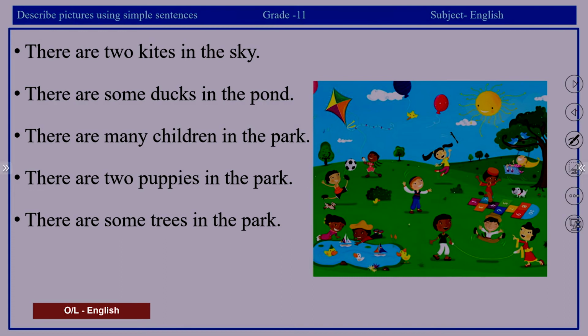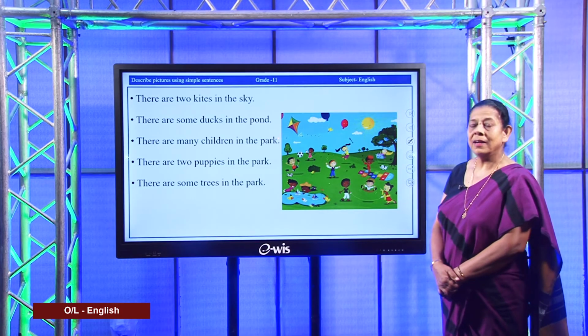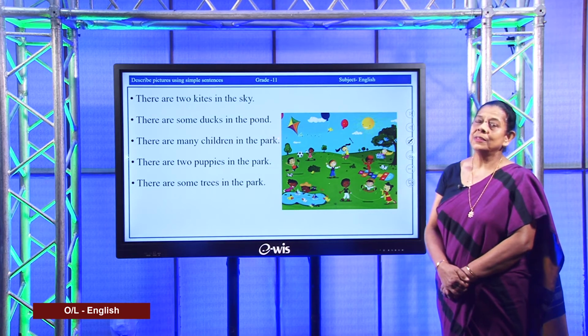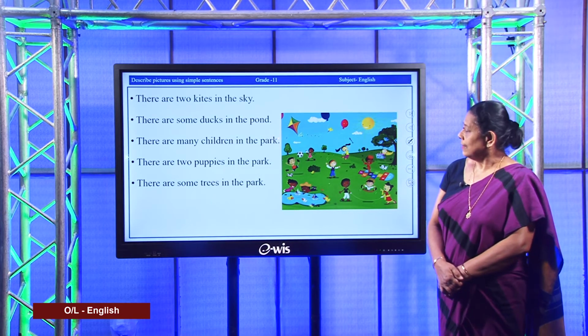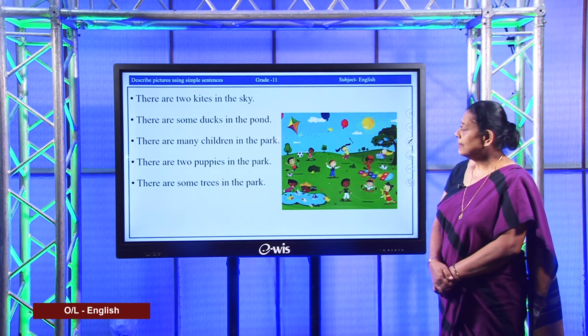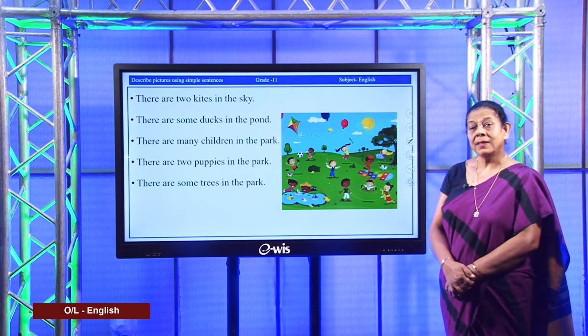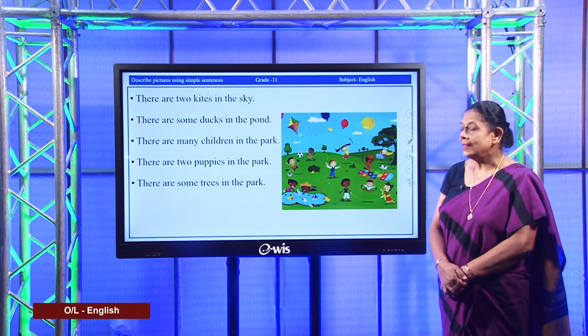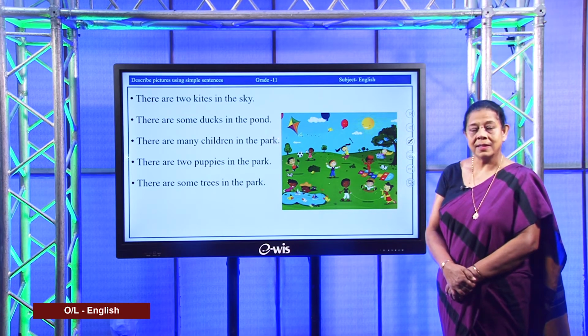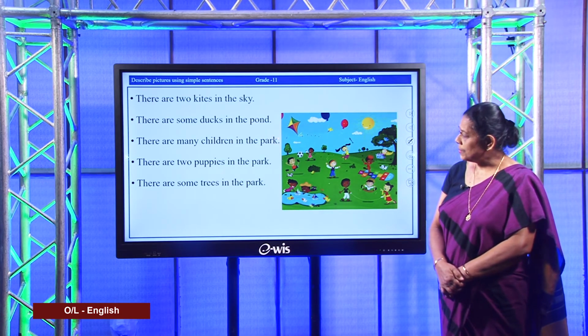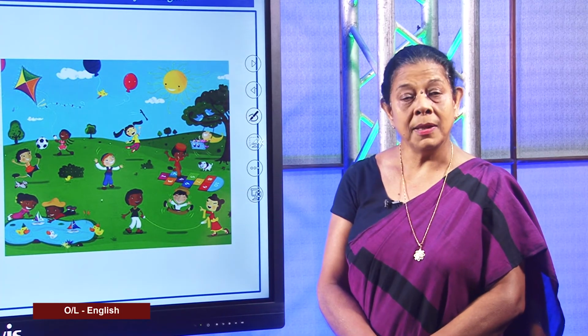Now we are talking about the trees. We are describing trees. So how are we going to write the sentence? There are some trees in the park. So without counting the number, there are some trees in the park. Or you can write, there are many trees in the park. Both sentences are correct.